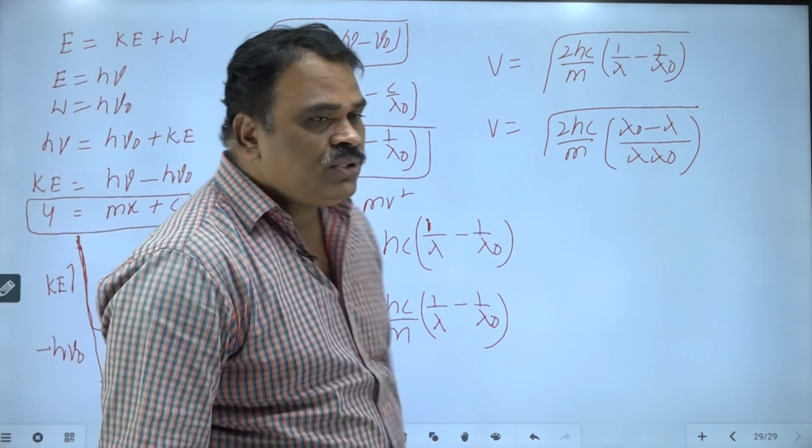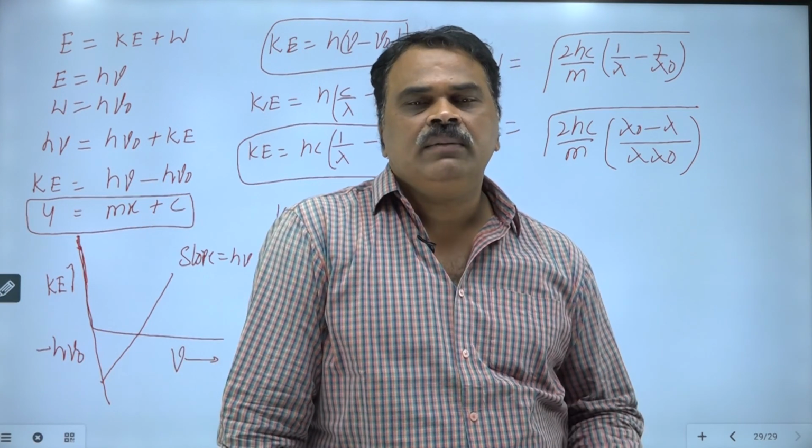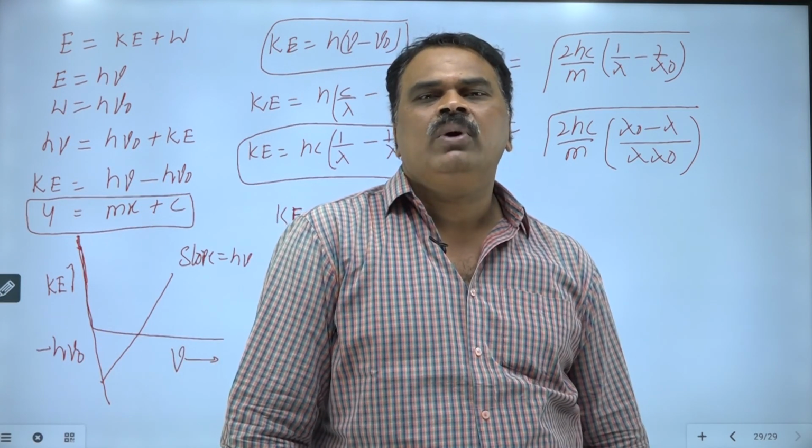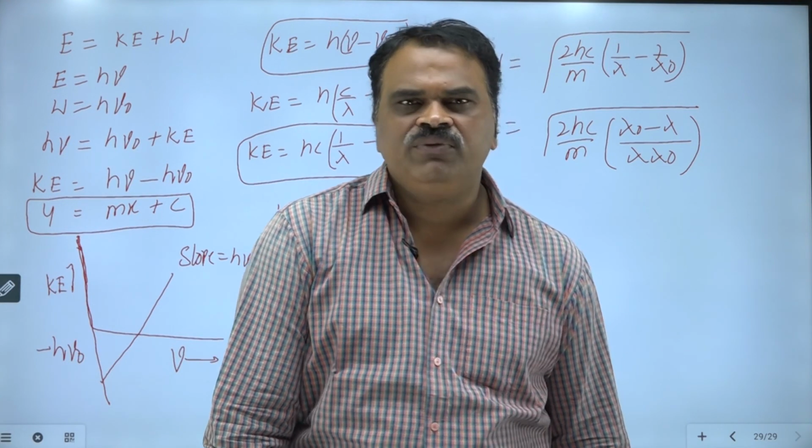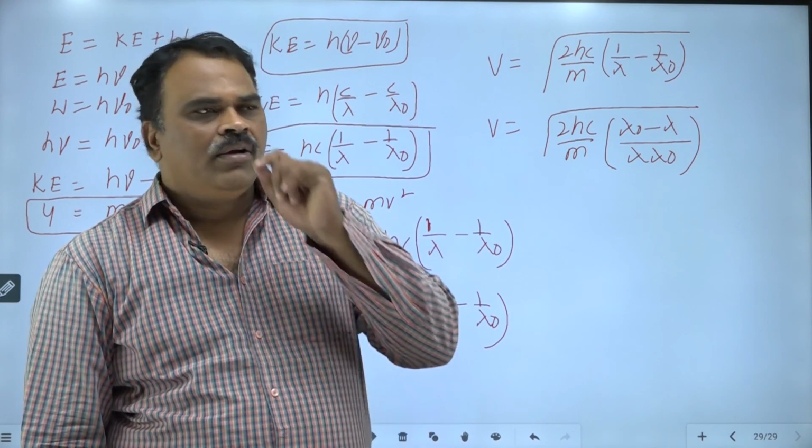The best metal which is used in photoelectric cells is cesium due to large atomic size or low ionization energy. Generally, potassium, rubidium, cesium are used in photoelectric cells.